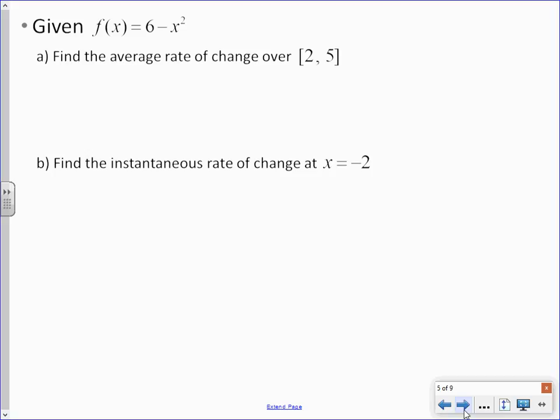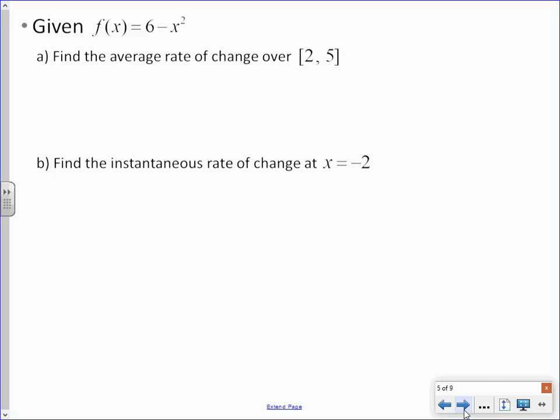Say it. I heard it. Say it louder. Slope. Okay. Anytime rate of change is in there, you should think of slope. So average rate of change, slope between 2 points. We're going from x is 2 to x is 5. What should we probably know about x is 2 and x is 5?